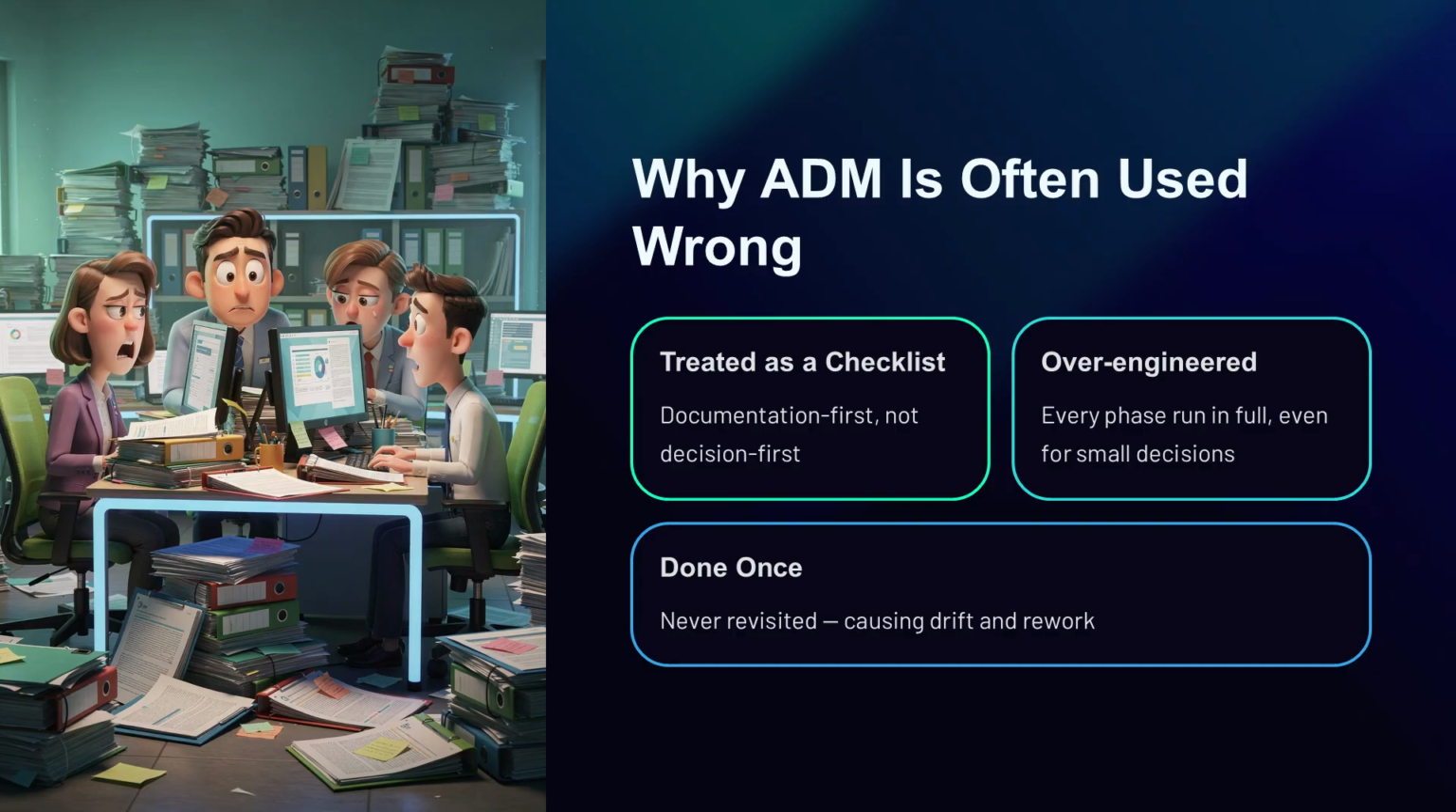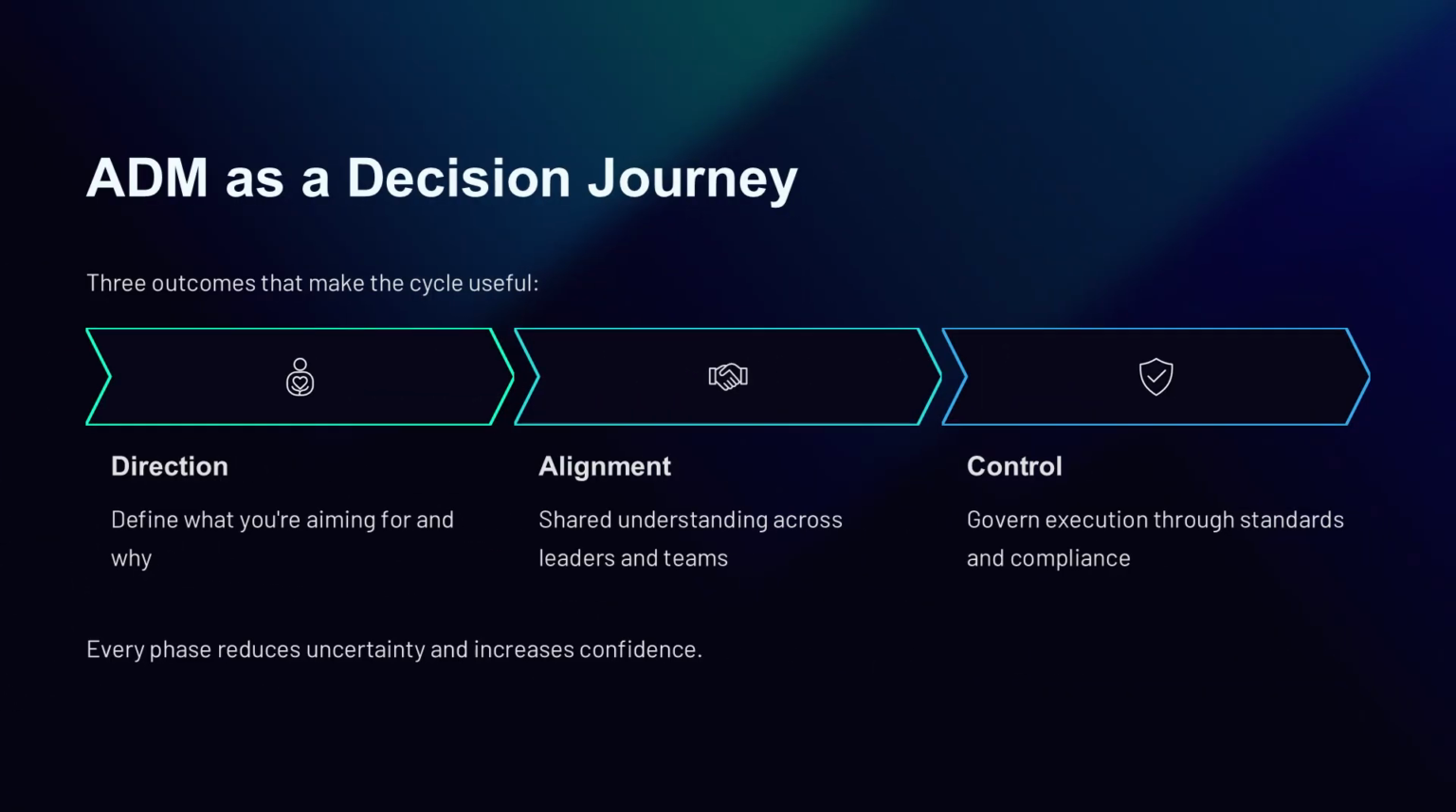TOGAF 10 encourages a more practical approach where you tailor the cycle to fit the context and use it to guide decisions at the pace the organization is moving. With those failure patterns in mind, you can adopt a mental model that makes the architecture development method useful. You can treat it as a decision journey with three outcomes: direction, alignment, and control.